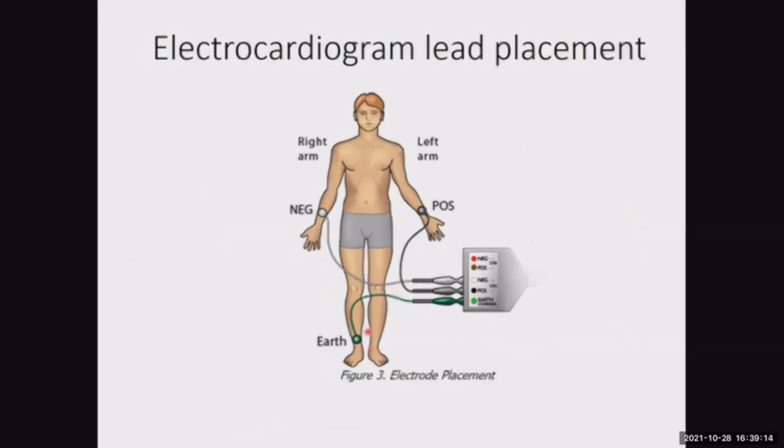We're going to have the earth strap, the grounding strap, located on the right ankle. Then we're going to have the positive lead attached to the wrist on the left arm, and the negative lead located in the wrist area on the right arm. This is going to give us a fairly reliable and very easy to read ECG.